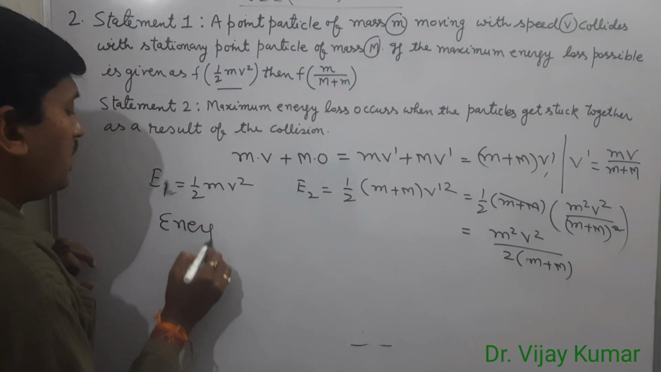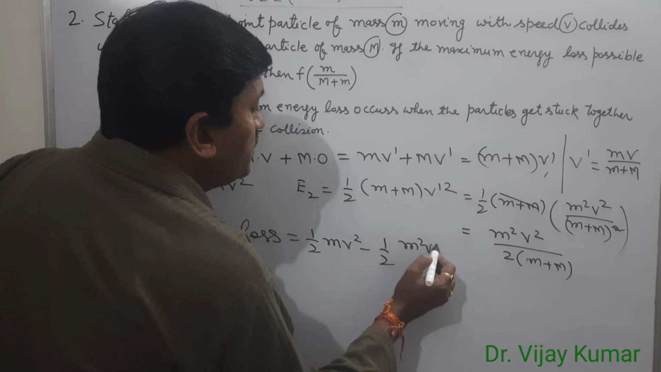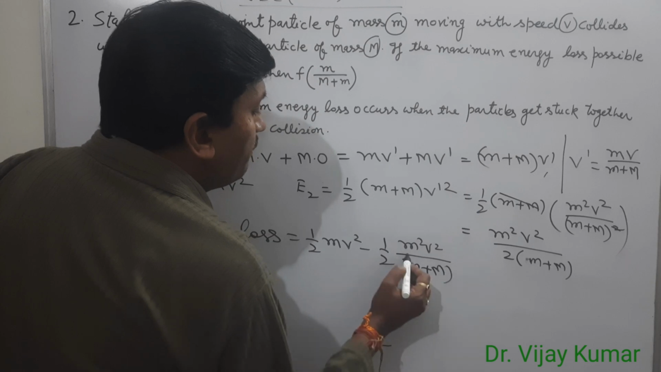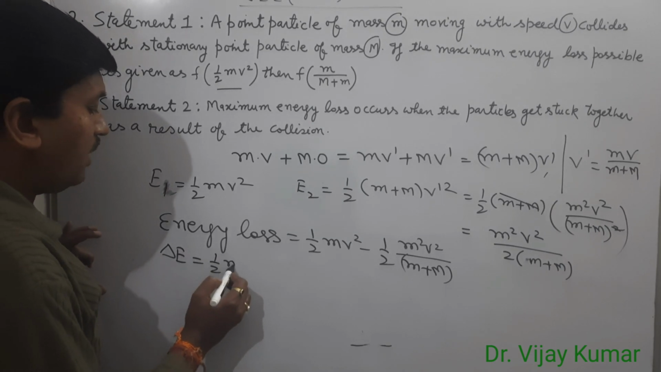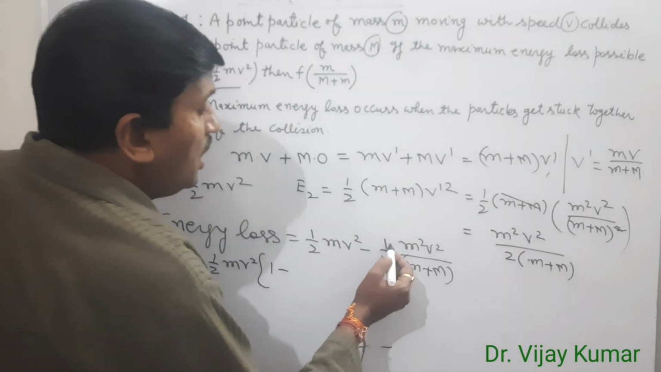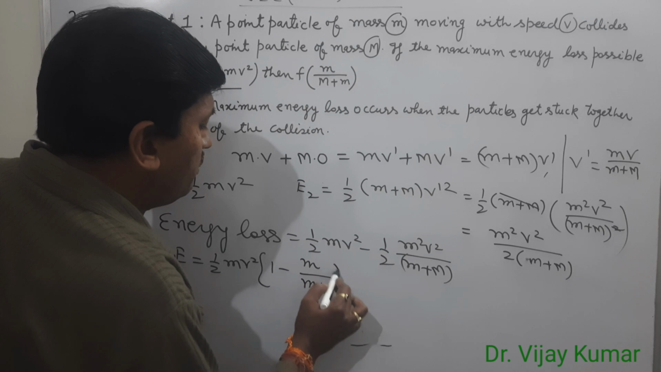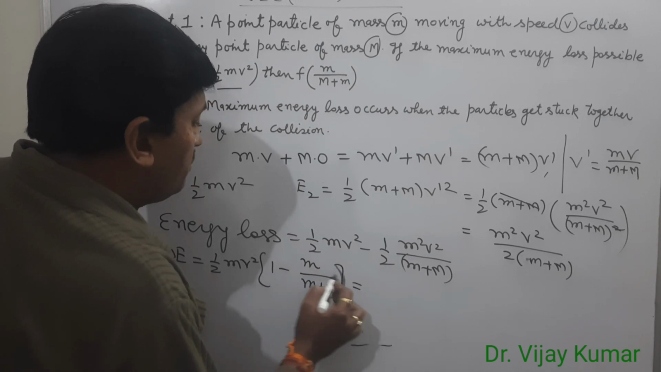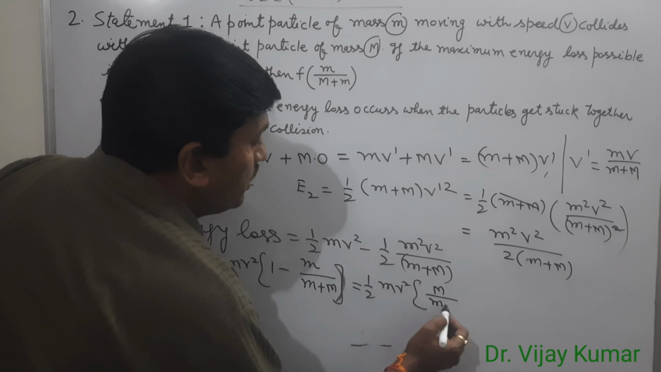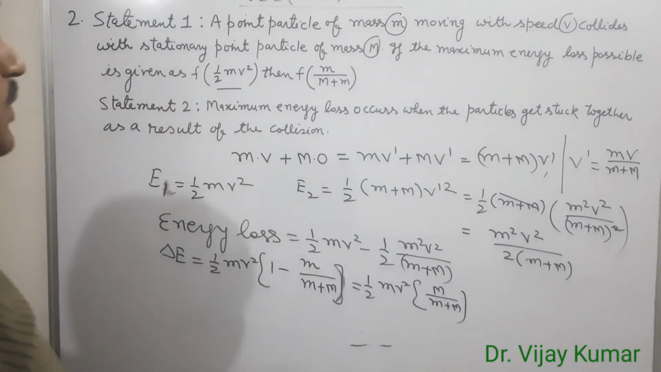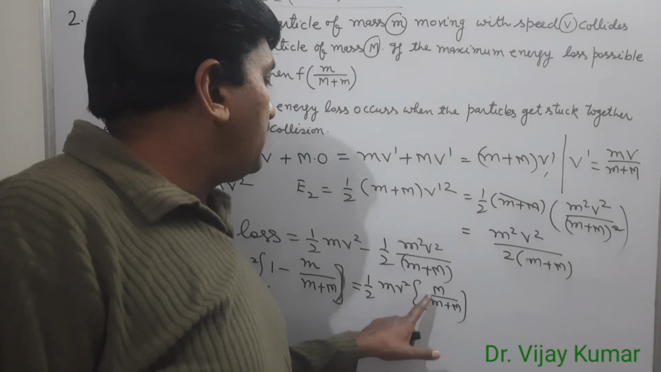The energy loss should be half mv square minus half m square v square upon m plus capital M. If we take half mv square common and represent the loss by delta E, it becomes half mv square times 1 minus small m upon small m plus capital M, which is half mv square times capital M upon small m plus capital M.